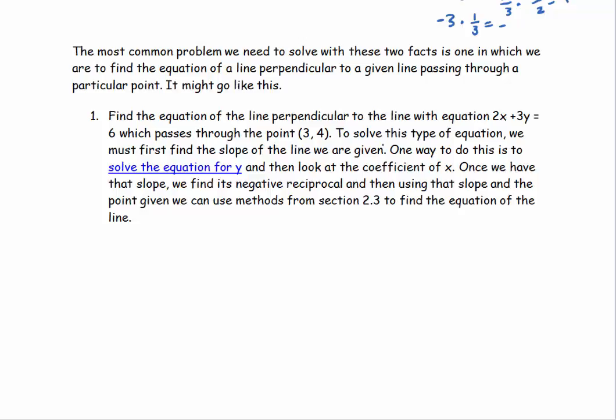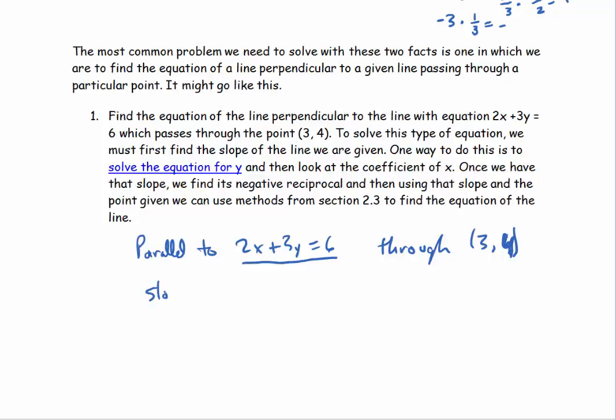Let's say that we're looking for the equation of a line that is, let's start with parallel, to 2x plus 3y equals 6, and it goes through the point (3, 4). So we're looking for the equation of the line that's parallel to 2x plus 3y equals 6, and it goes through the point (3, 4). The first thing we need to find is the slope of this line. Well, one of the ways that we can do that is to solve it for y, to put it into slope-intercept form.